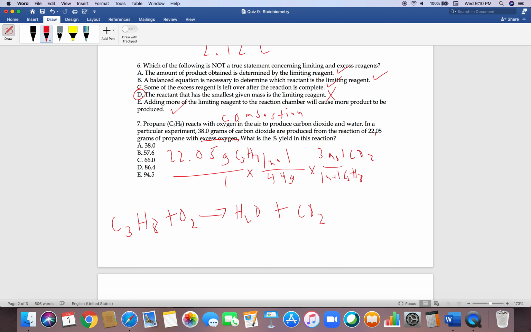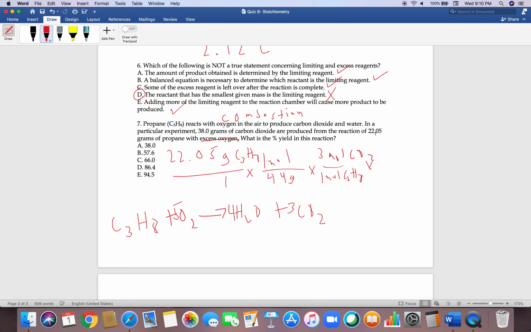So to do that, I would put a 4 in front of the water, a 3 in front of the carbon dioxide, and a 5 in front of the oxygen. I just happen to have dealt with the combustion of propane a lot before, so I happen to remember that. But you would need to write this formula out in order to remember this 3 moles of carbon dioxide.